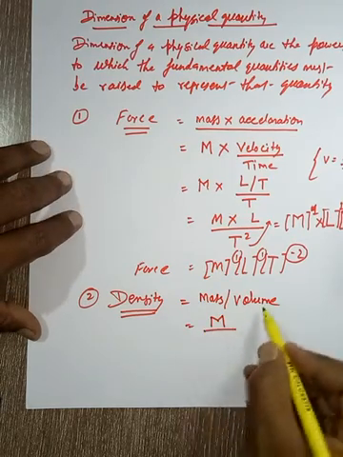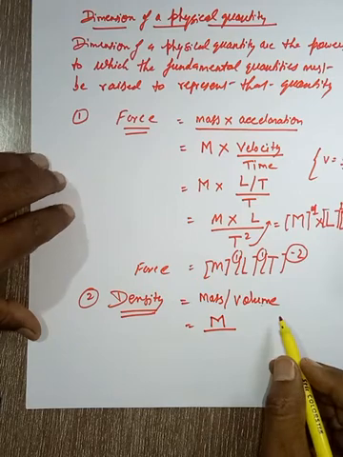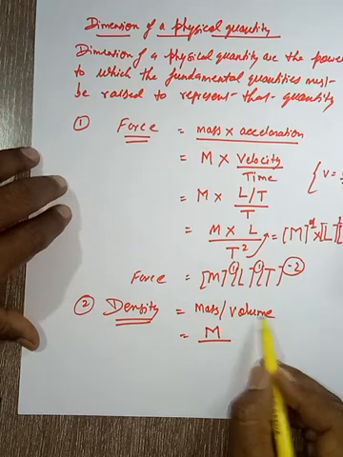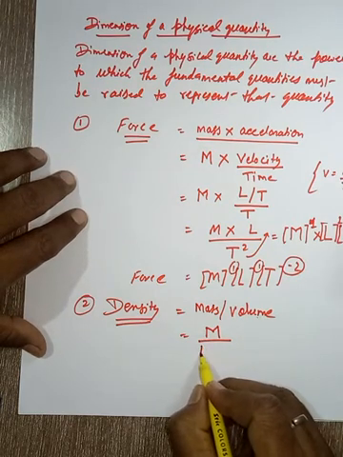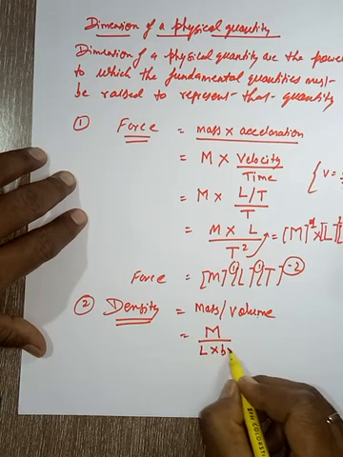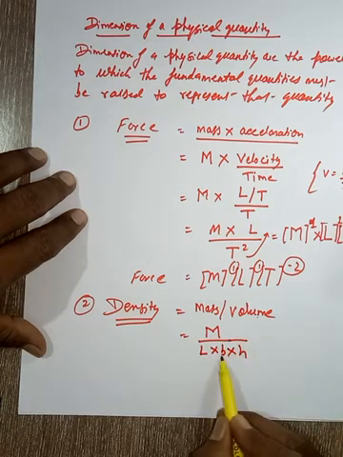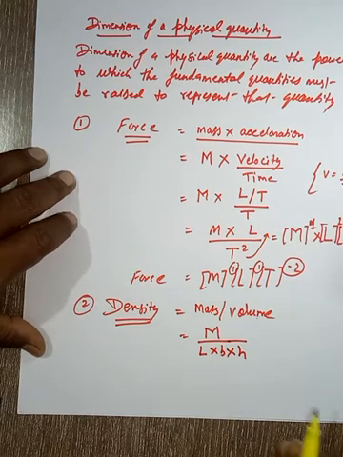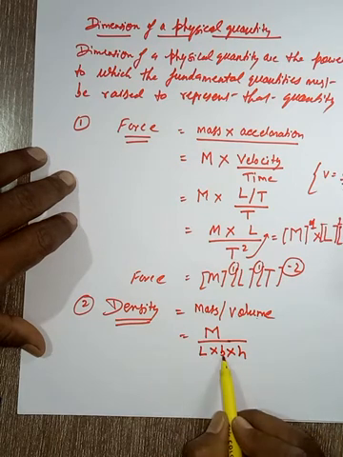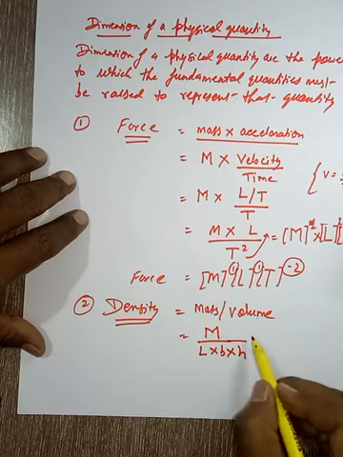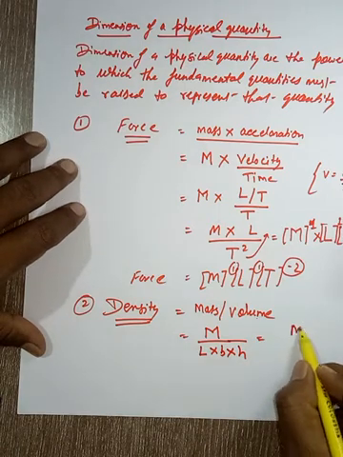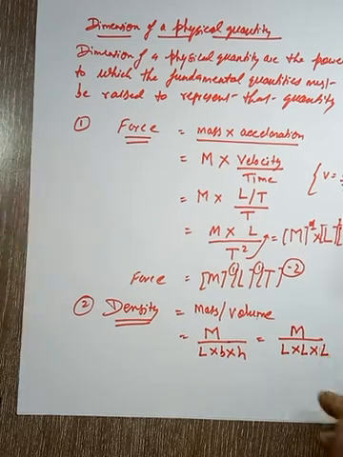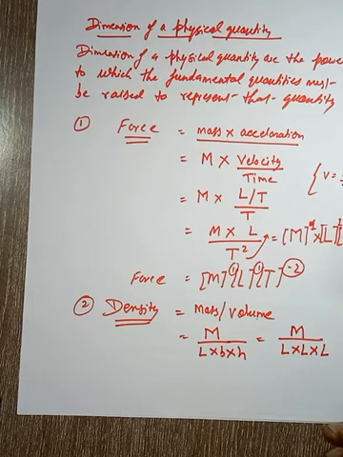Now for volume, we all know what formula we can use. If you can tell me, yes, what should I use as the formula for volume? Yes, it is length into breadth into height. But again, the important point to be noted here is that length is itself a length, breadth is also a length, and height is also a length. So this formula comes out as mass upon length into length into length. Right? Now here 3 times length comes.